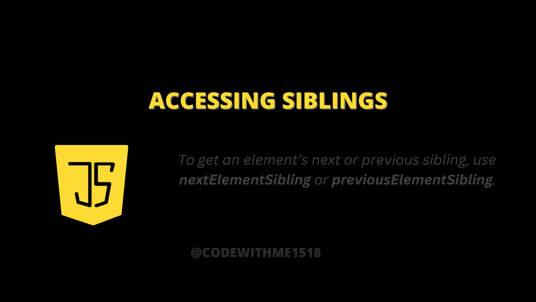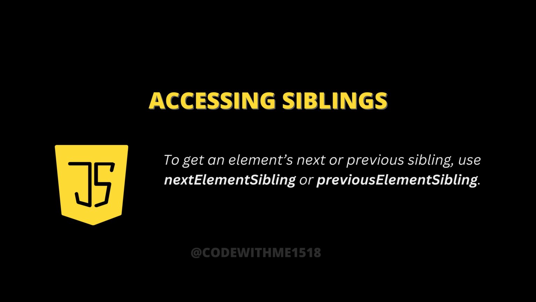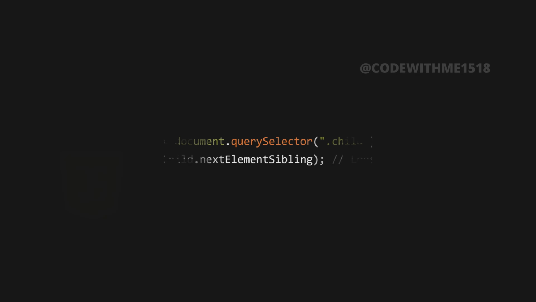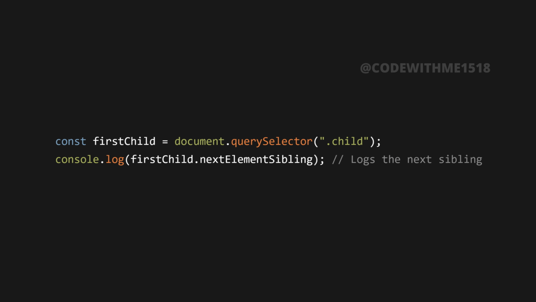Accessing siblings. To get an element's next or previous sibling, use nextElementSibling or previousElementSibling. const firstChild = document.querySelector('.child'); console.log(firstChild.nextElementSibling); logs the next sibling.